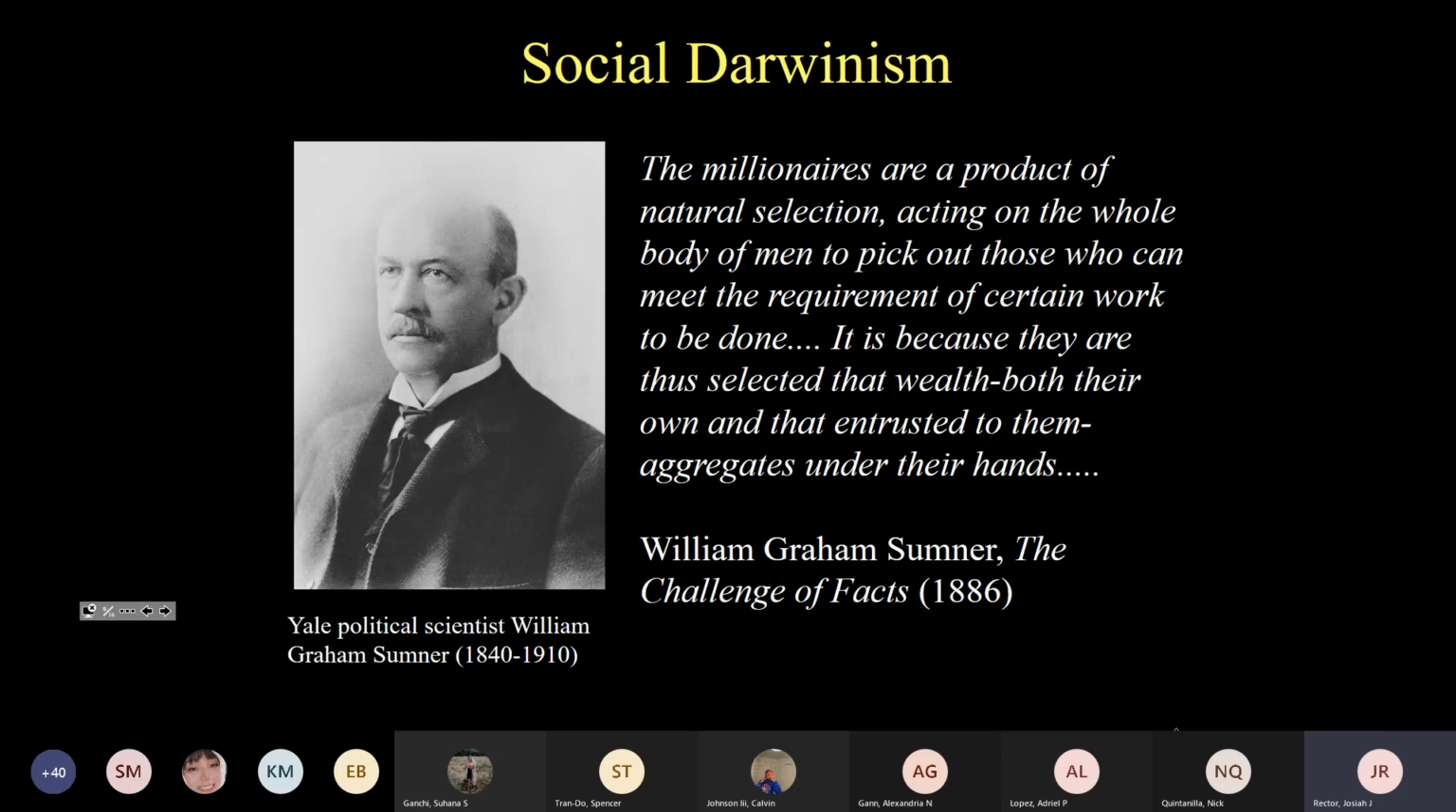So, for example, William Graham Sumner said in his book, The Challenge of Facts, "The millionaires are a product of natural selection, acting on the whole body of men to pick out those who could meet the requirement of certain work to be done. It is because they are thus selected that wealth, both their own and that entrusted to them, aggregates in their hands." He further stated, "There is the intensest competition for their place in occupation. This assures us that all who are competent for this function will be employed in it, so that the cost of it will be reduced to the lowest terms." He also believed that poverty was necessary because it created a check and induced competition.